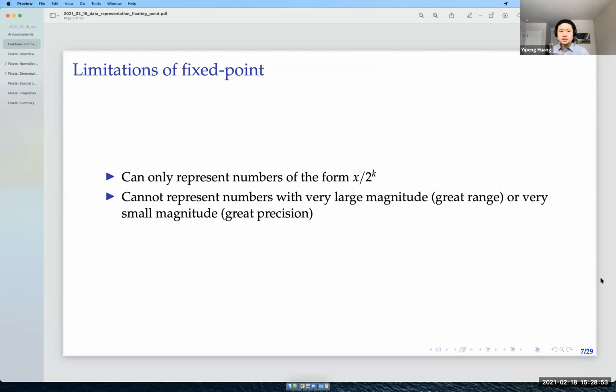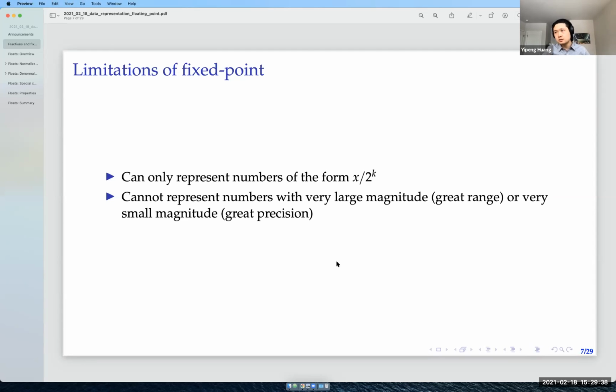We also really briefly talked about the limitations of this representation. One is that you can only represent numbers precisely if they can be evenly divided by powers of 2, so the number has to be of the form x over some power of 2. And with fixed point representation, you can't represent really large magnitude numbers, numbers with a lot of dynamic range, or very small numbers, numbers with really high precision. Neither of these types of numbers can be represented using fixed point notation.